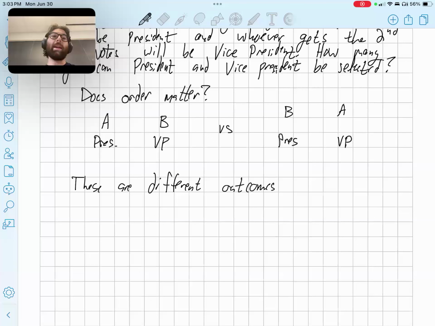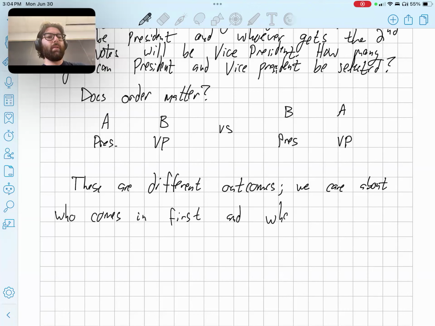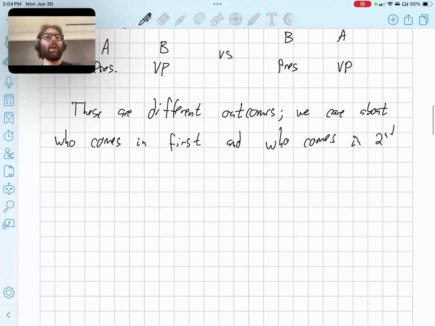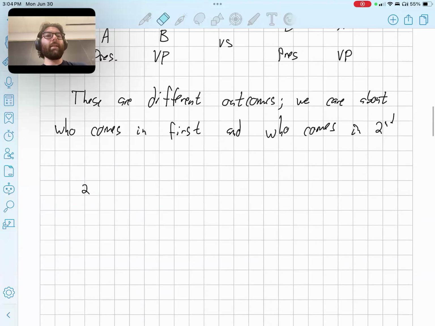So it's picking and arranging them. It's not just picking them. Different outcomes, we care about who comes in first and who comes in second. And so does order matter? The answer is yes. So we're doing a permutation. Okay, and so the permutation we're looking for is there are 18 candidates, so that's 18 permute 2. So we just write out the first two terms of 18 factorial, so that's 18 times 17.